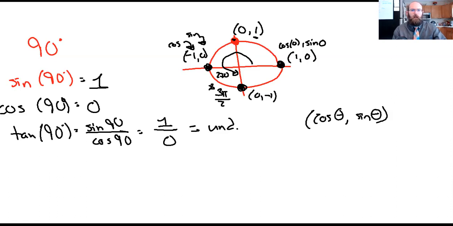Okay, let's save this and let's clear it all up. We're going to find the same thing again, except now for 135 degrees.